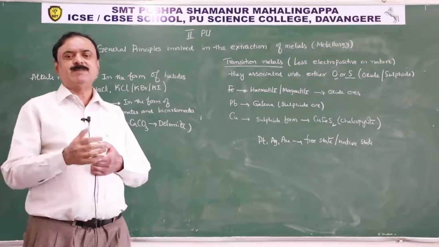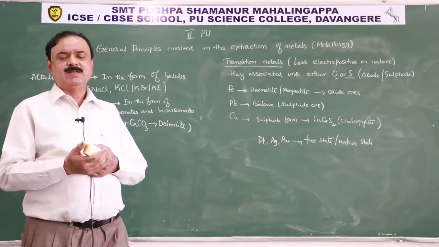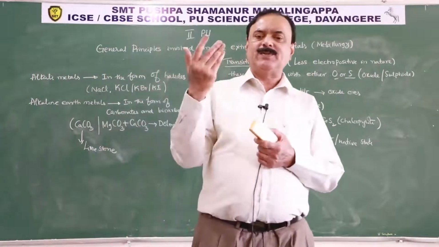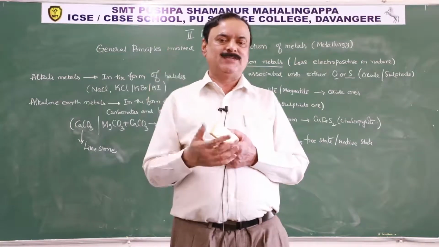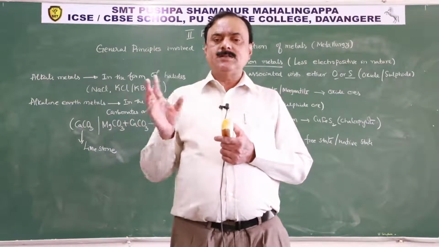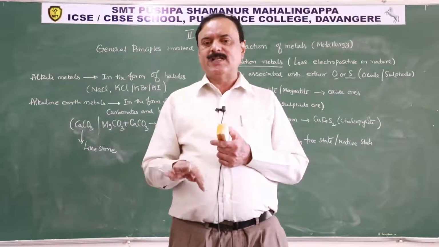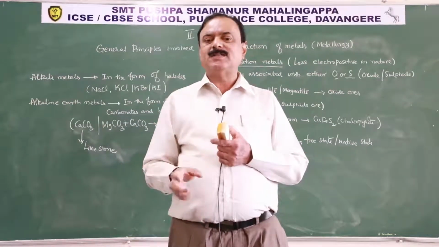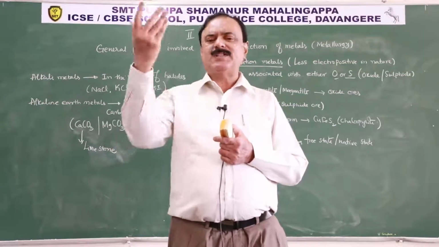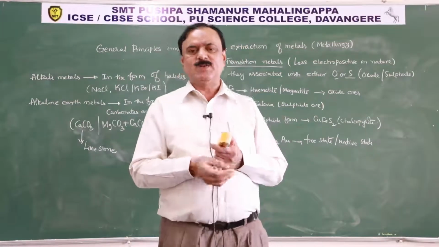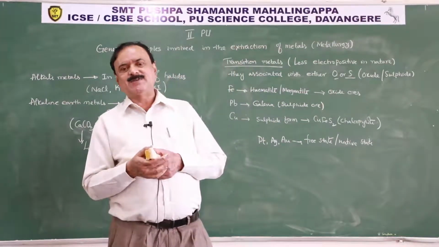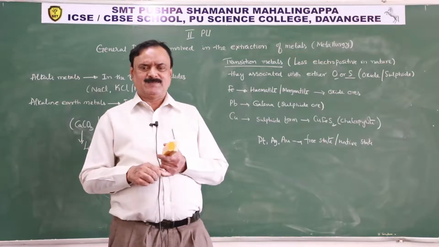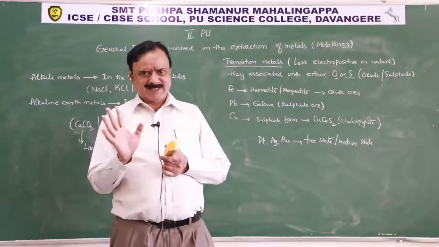More electropositive elements are associated with the halogen family elements. Alkaline earth metals occur in the form of carbonates or bicarbonates or borates, whatever it may be. And less electropositive metals are always associated with either oxygen or sulfur, which are less electronegative in nature, either in the form of oxides or sulfides. That is why in most cases they occur in the form of the respective oxides, and very few of them are associated with the respective sulfides.